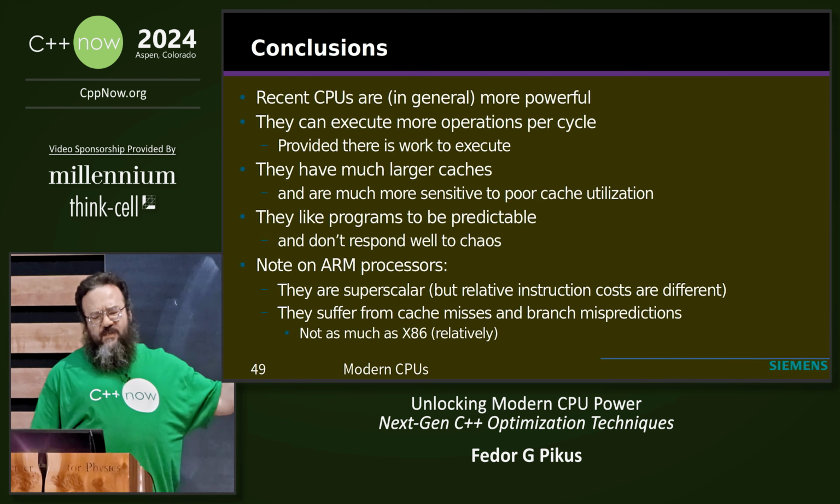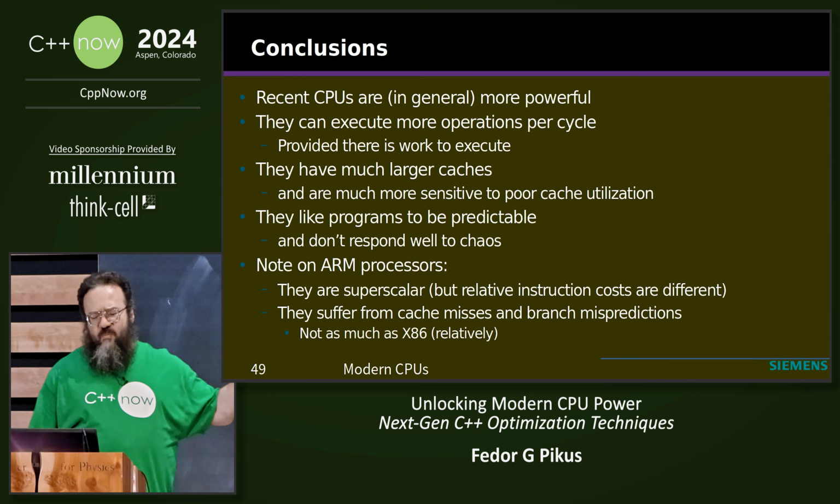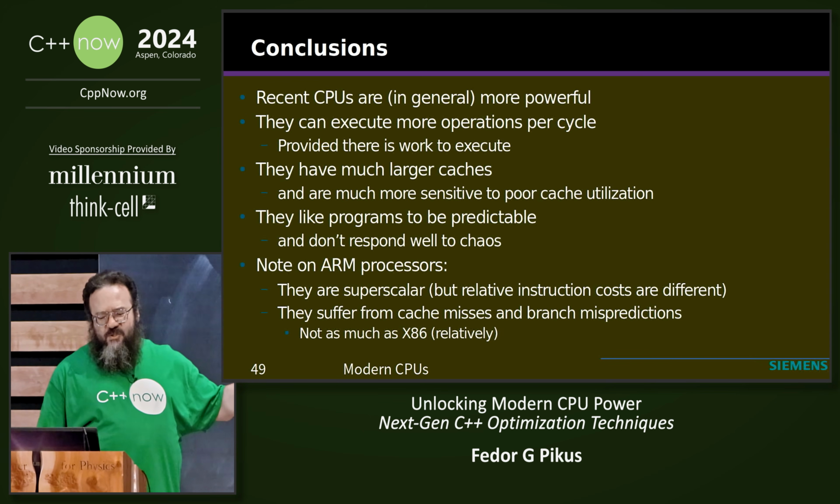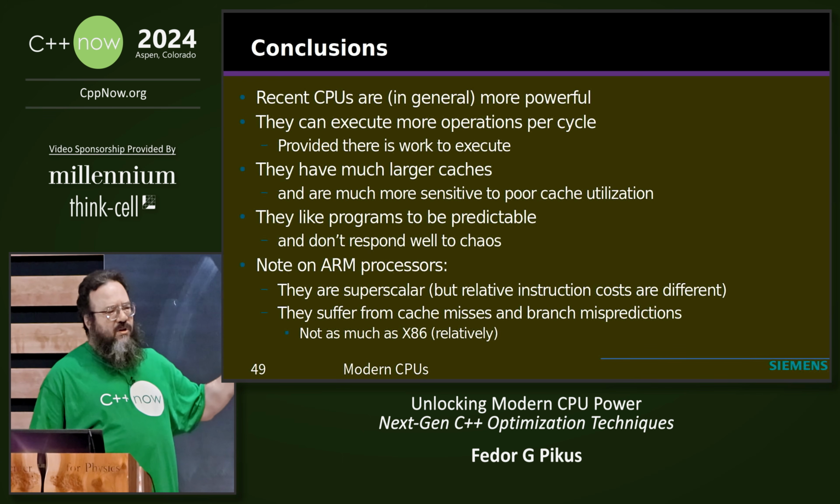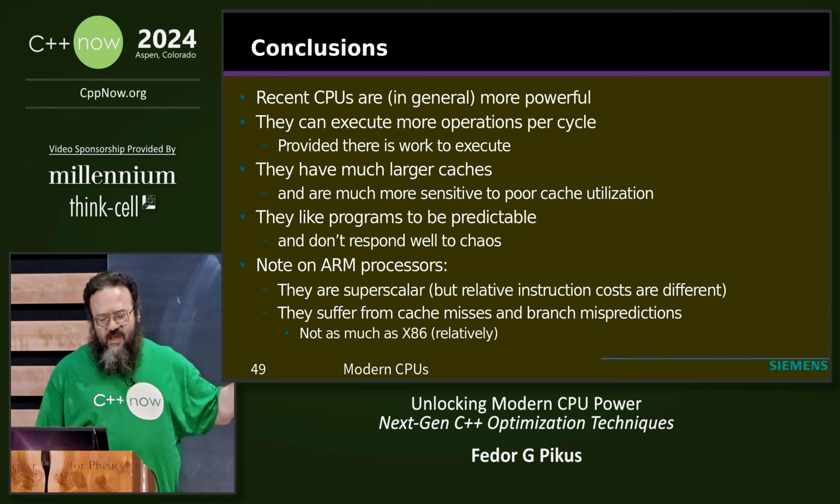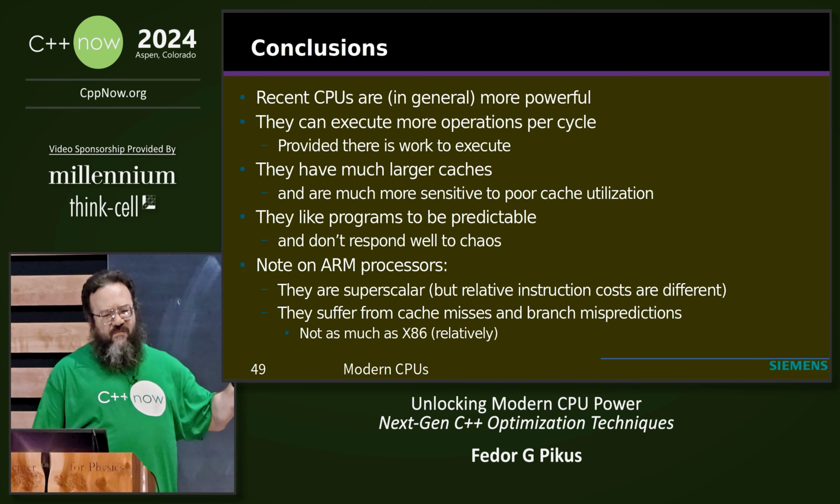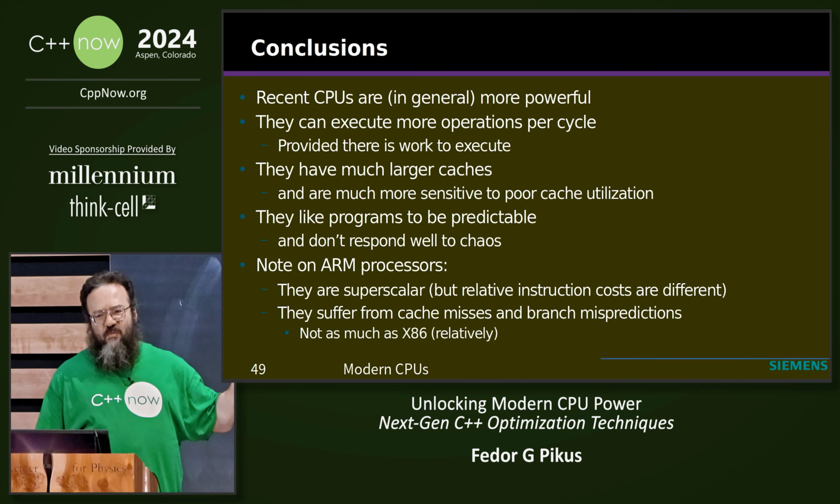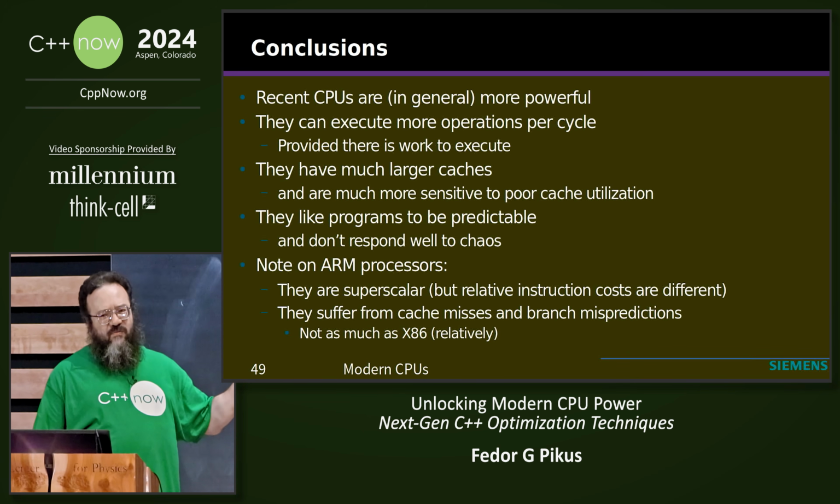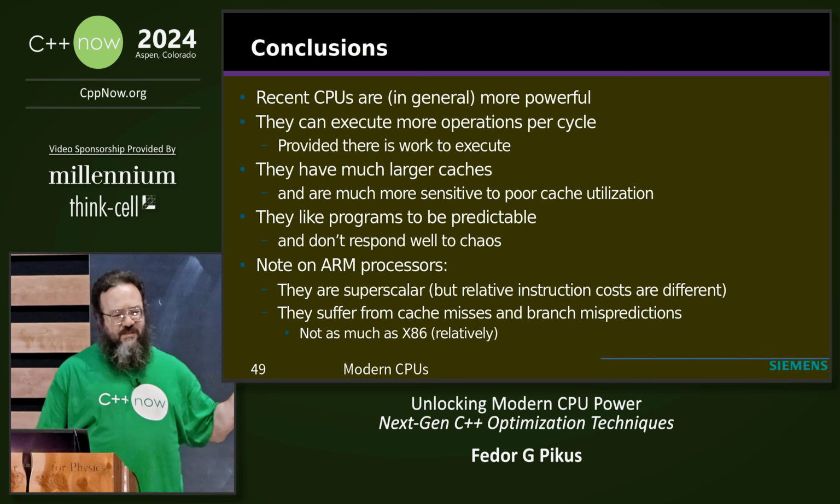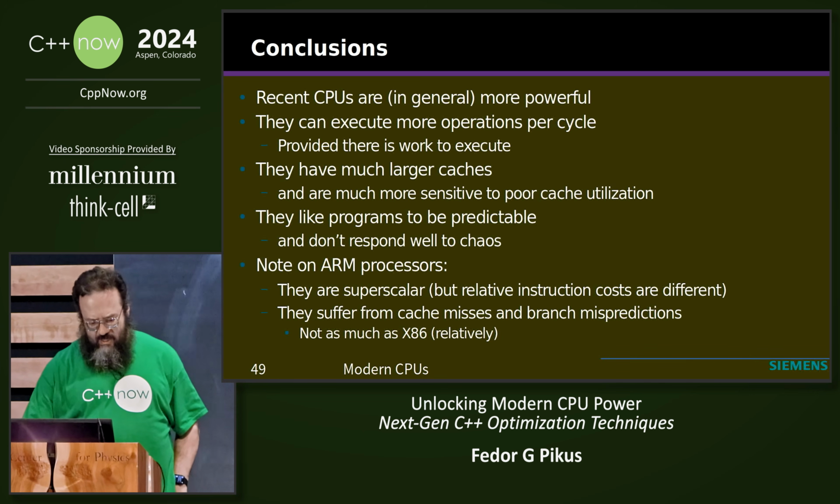Most of my results are on x86, and note on ARM: they are superscalar and in general similar to x86 in this regard. Their relative trade-offs are very different, and I'm not including full measurements because I haven't finished my analysis of what they can and cannot do.